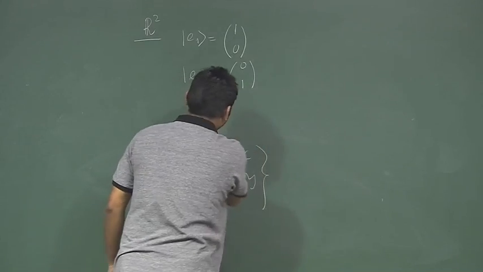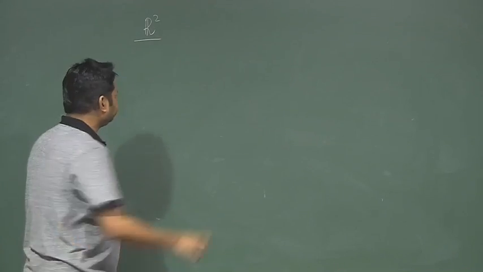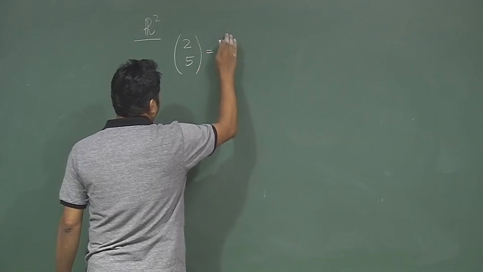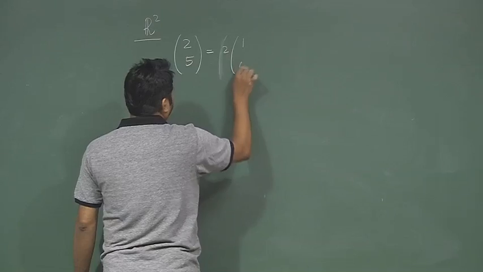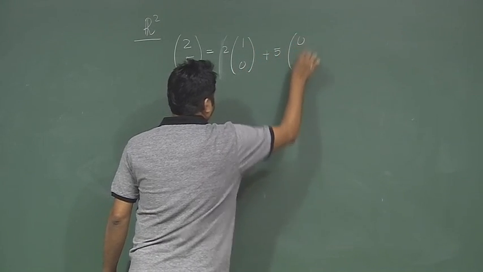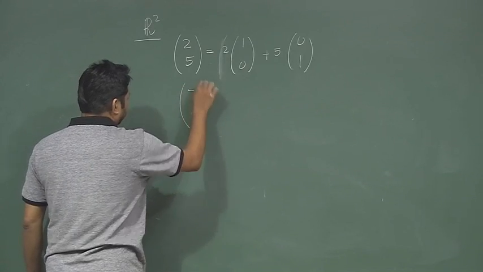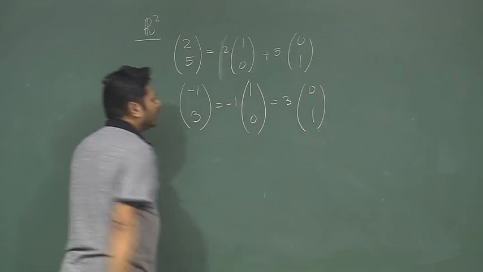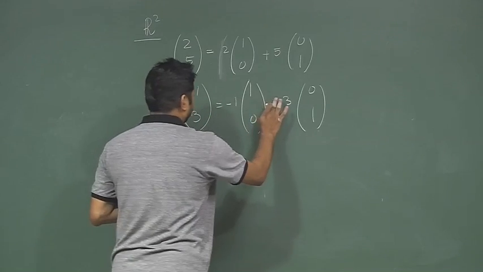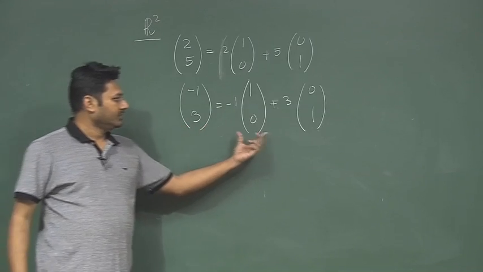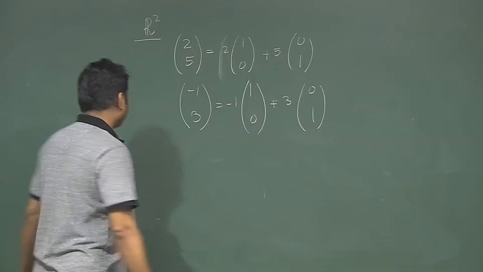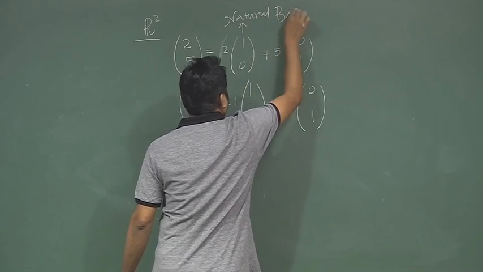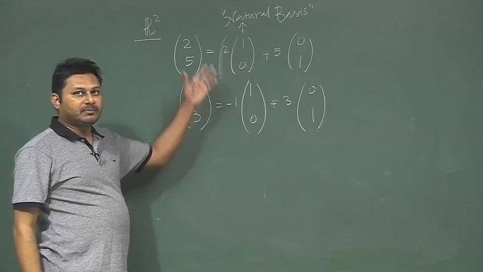So any vector, say 2 5, I can write this 2 5 as 2 multiplied by 1 0 plus 5 multiplied by 0 1, as simple as that. Minus 1 3, I can write as minus 1 times 1 0 plus 3 times 0 1. So readily I can expand a vector in terms of these special vectors. These special vectors are called the natural basis. The word basis is still unknown to us. We will do that in the next class, but please remember this is called the natural basis.